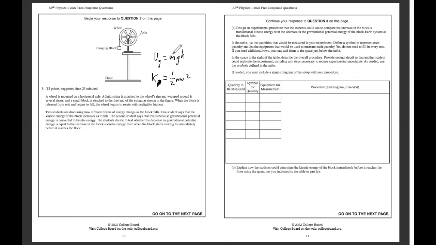So obviously one of the things that we're going to need to measure is the mass. So I'm just going to use lowercase m for that. And obviously I just need a scale for that. Now, in addition, g is a physical constant. I don't need to measure that. But if I wanted to compare gravitational potential and kinetic energy, I have to measure the height of the object.